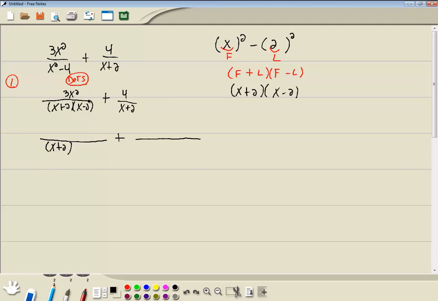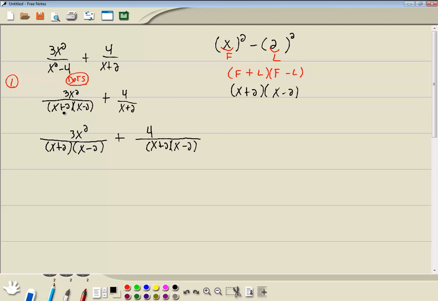Then I go to my next factor, the x minus 2. And I'm looking for the greatest number of x minus 2's in any single denominator. There's one here, there's none here. So the greatest number of x minus 2's in any single denominator is 1. So this would be our LCD. Okay. Now we want to rewrite our fractions with that new denominator.